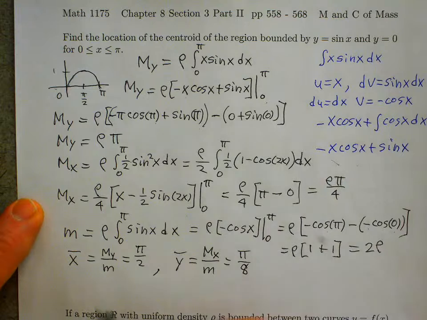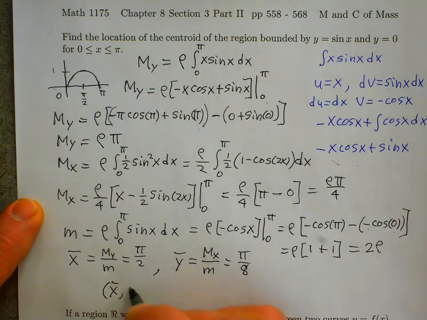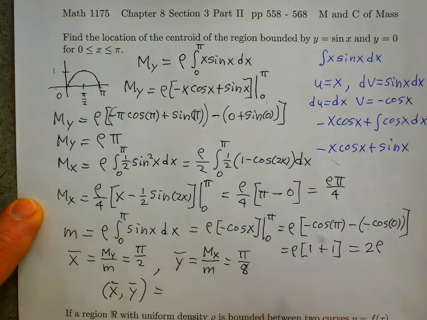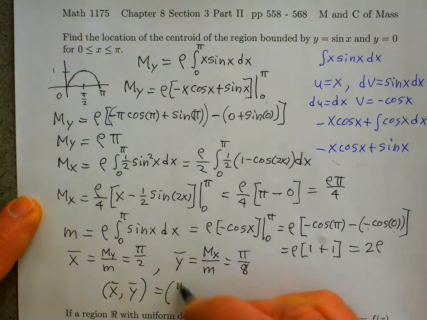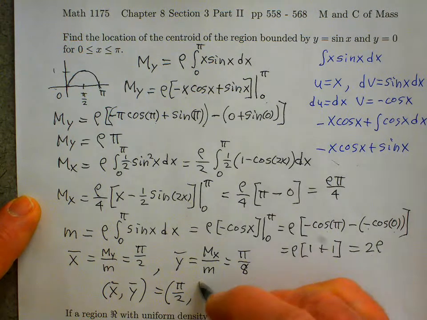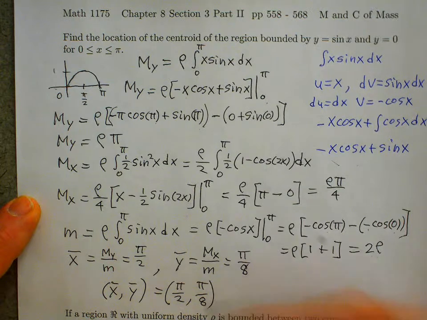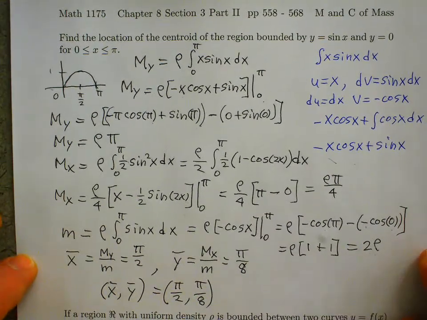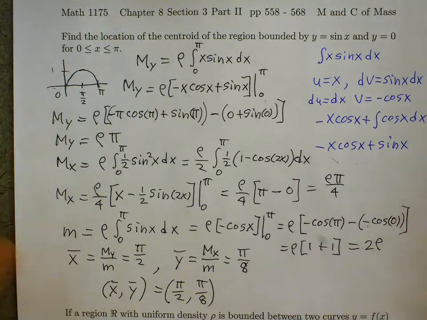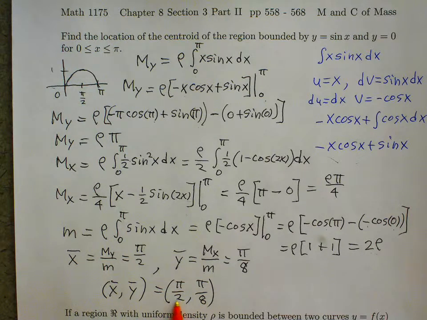Okay, so to summarize, x bar, y bar, the centroid, center of mass, is pi over 2 for x, pi over 8 for y. So we can know ahead of time, in this case, that the x-coordinate of the centroid is pi over 2. So why would we know that just before we did any calculation?